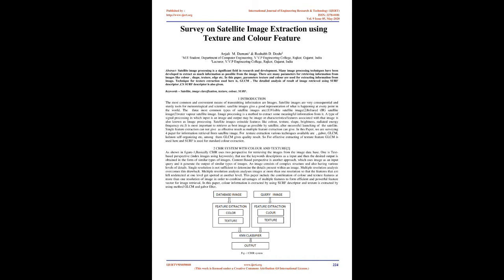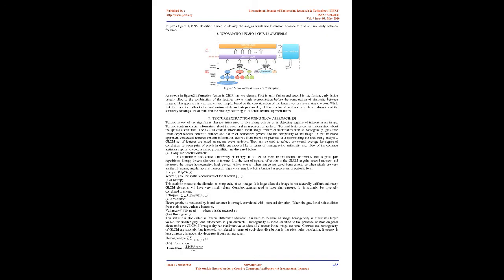This paper includes the combination of color and texture features at more than one resolution of the image in order to combine the advantages of multiple features to form an efficient and powerful feature vector for image retrieval. In this paper, color information is extracted by using the SURF descriptor and texture is extracted by using the GLCM method and Gabor filter. Fig-1 CBIR system. In the given figure 1, a KNN classifier is used to classify the images, which uses Euclidean distance to find out similarity between features.